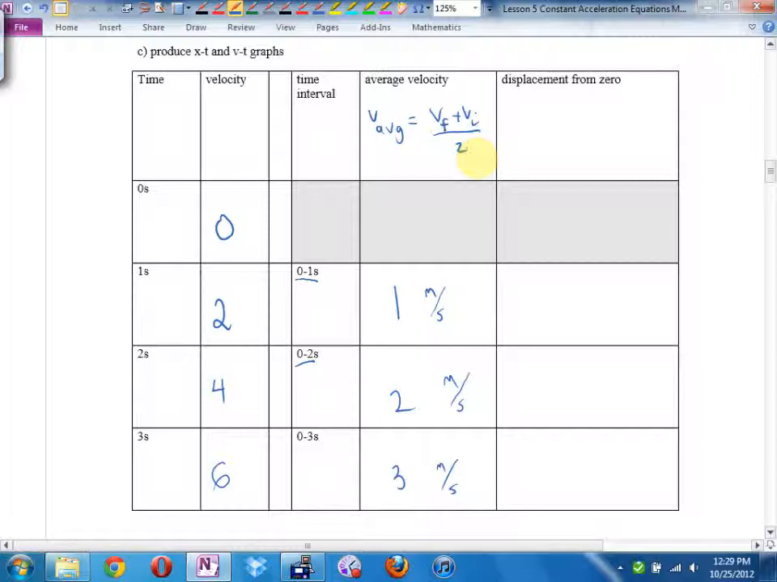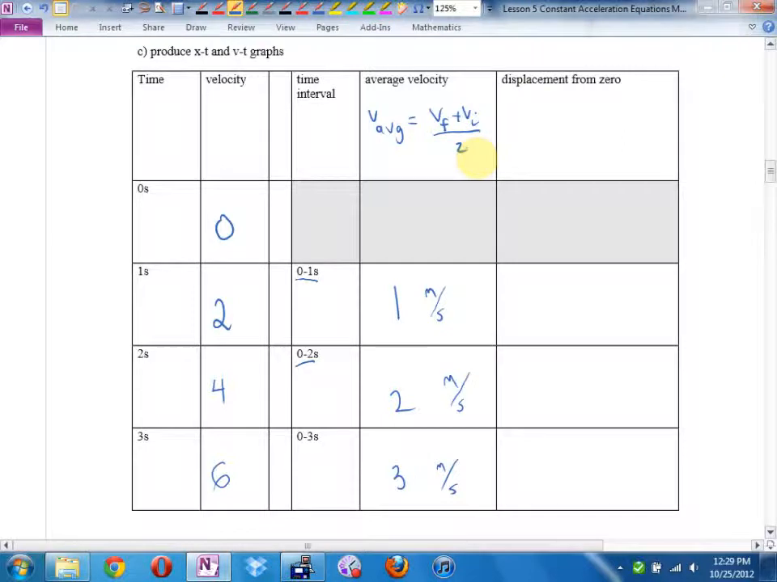Mr. Dewick, you wrote in the work before V initial plus V final divided by 2. Here you wrote final plus initial divided by 2. When I'm adding, does the order matter? 3 plus 2 is the same as 2 plus 3. I get sloppy.